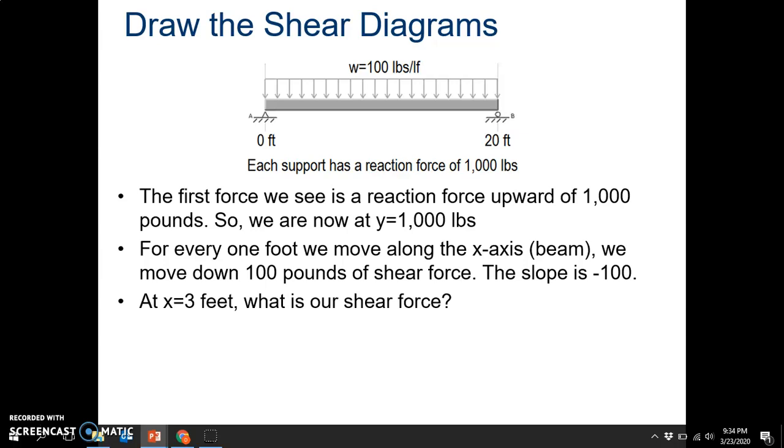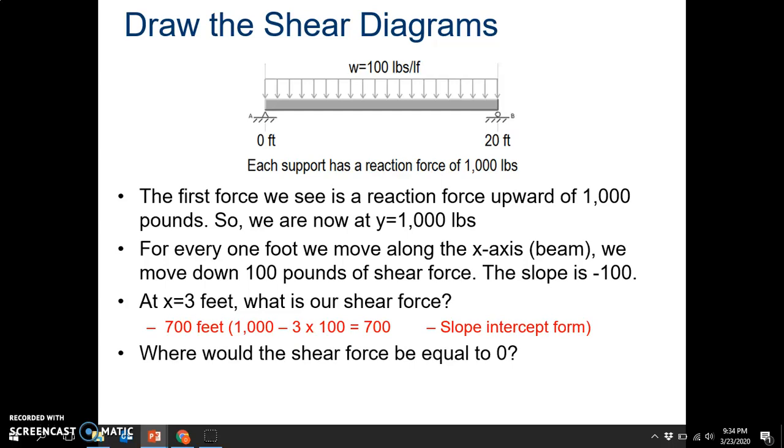So let me ask you then, what would be the shear force at x equals 3? Well, if I'm starting at 1,000 and I'm going down 100 for each 1 foot, you can actually do this by doing the slope-intercept formula, y equals mx plus b. So my starting point is 1,000 minus 3 times the slope, 700. Starting at 1,000, going over 3 feet, and for every 1 foot, I do 100. 1,000 minus 3 times 100 equals 700.